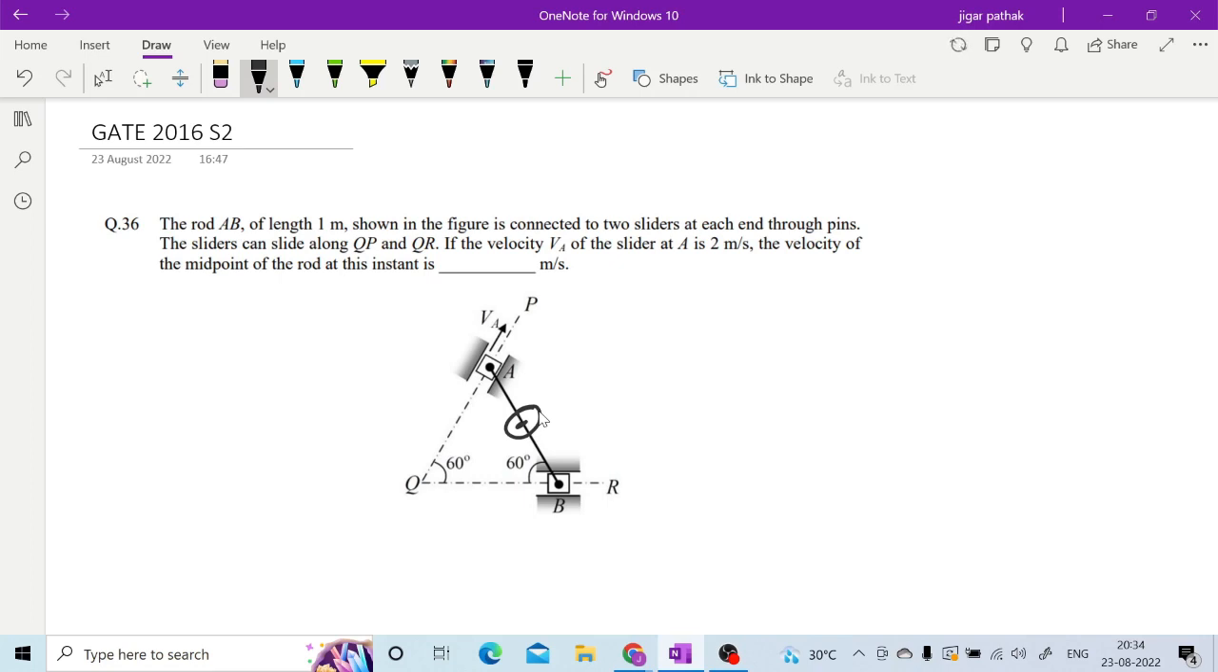So please go ahead and calculate. You can use the instantaneous center method.